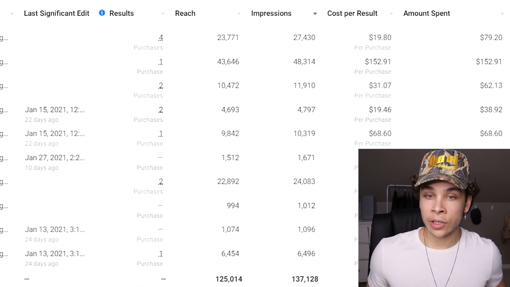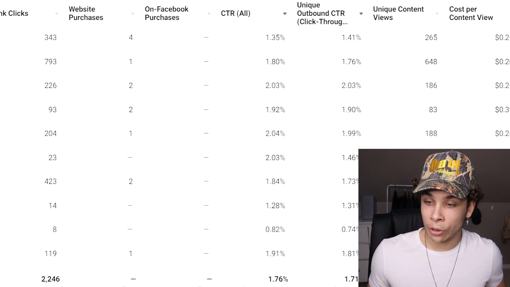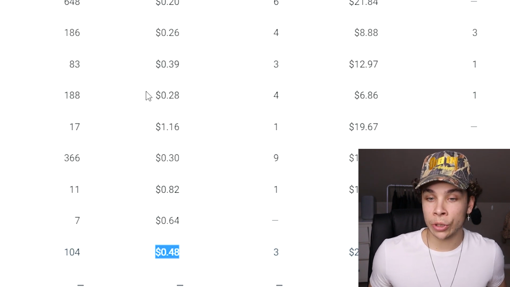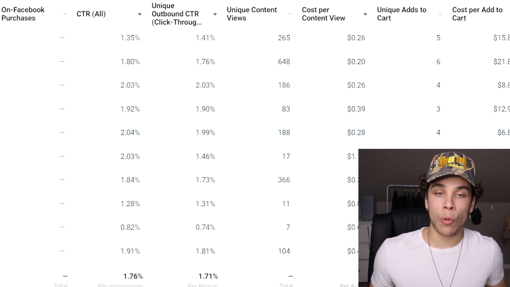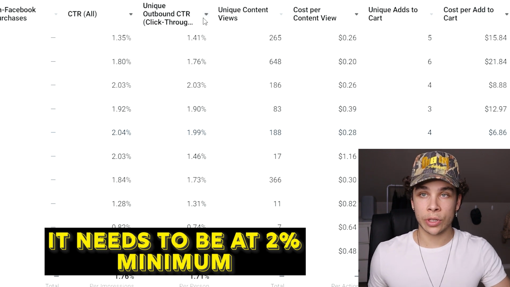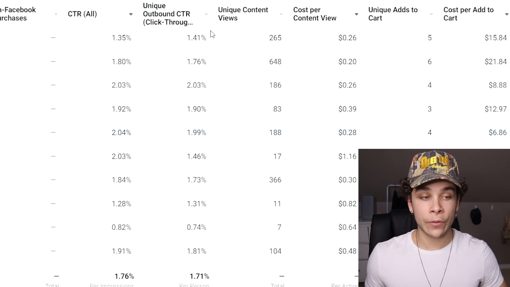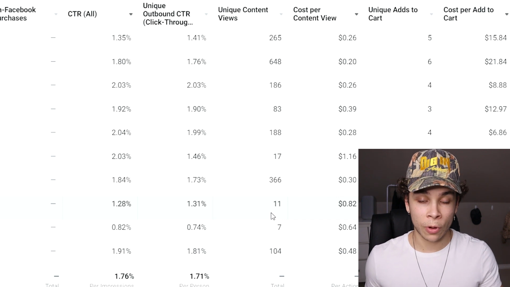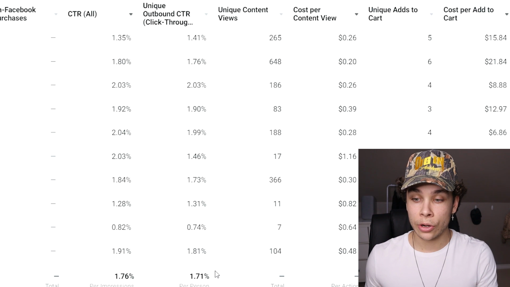The first thing that you'll notice is the CPM is pretty crazy. I mean, given the fact that we're literally getting like 40-cent cost per content views, 20 cents, that means we're driving a lot of traffic for really, really cheap. And the CTR is definitely on the low side at 1.76 here and 1.71 for the unique outbound. Again, that needs to be at 2% minimum, or it's just gonna be a bit of a nightmare situation trying to become profitable. So that's the first thing that I would recommend that he does, and we'll be discussing this moving forward as well. But changing up those creatives, changing up those images, what we have currently is just not working.